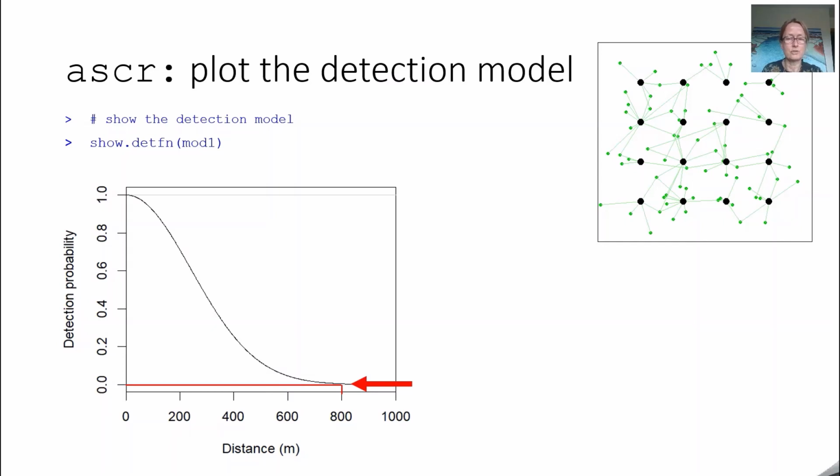So you can use this to check if the estimates make sense biologically. Does it sound about right that I have no chance of detecting an animal at 800 meters, like my model says? You can ask yourself questions like these.